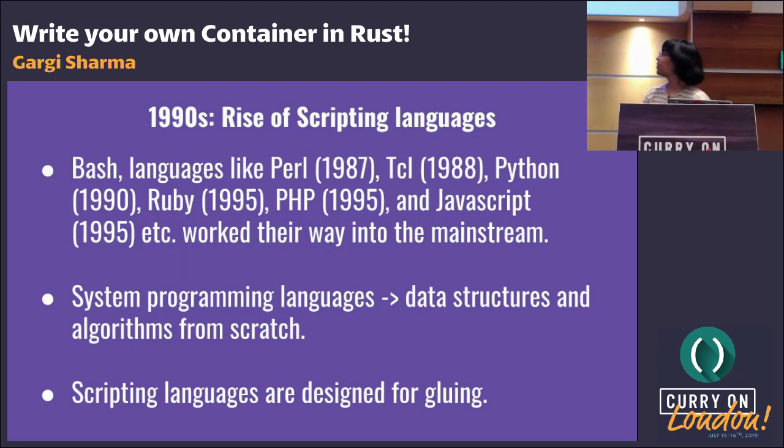And then there was another paper in 1998, which was Scripting: Higher Level Programming for the 21st Century. During the 1990s, there was a rise of scripting languages like Bash, Python, Ruby, etc. And the idea then was that systems programming languages are used for writing data structures and algorithms from scratch, versus scripting languages, which are used for gluing programs together. So that is fairly agreeable.